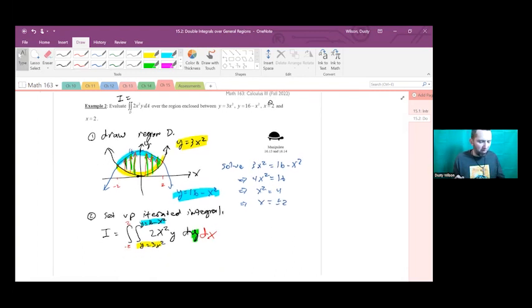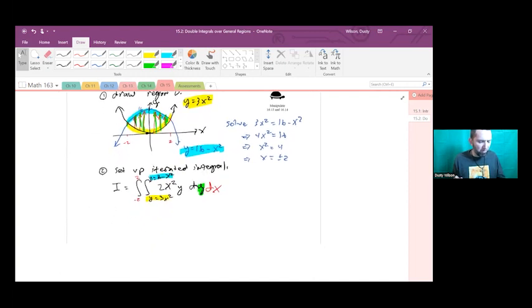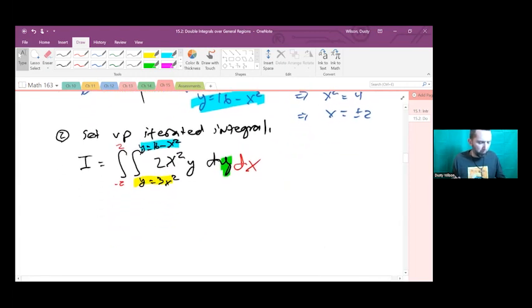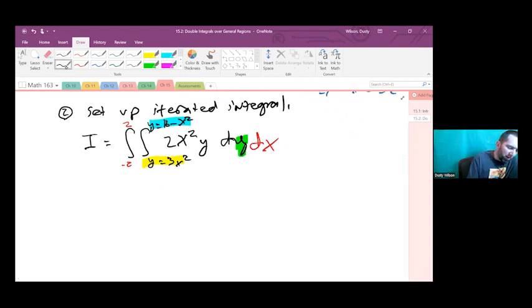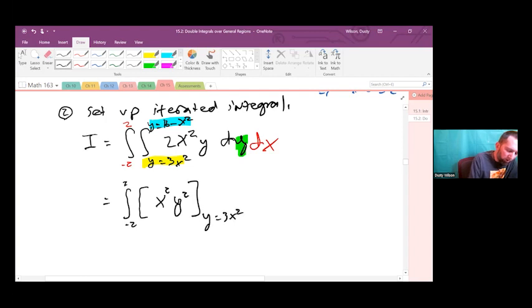Now we just need to evaluate the integral and see what happens. So we start by evaluating the inner part. So this would be the integral from -2 to 2. That part stays the same. And I'm going to start my bracket. Integral with respect to y would be x squared y squared from y equals 3x squared to y equals 16 minus x squared. And we still have a dx sitting out here.